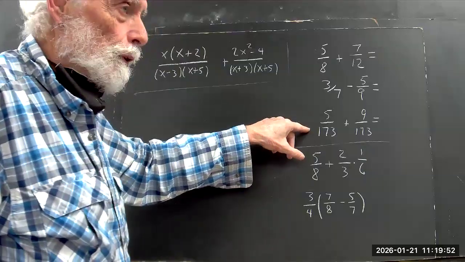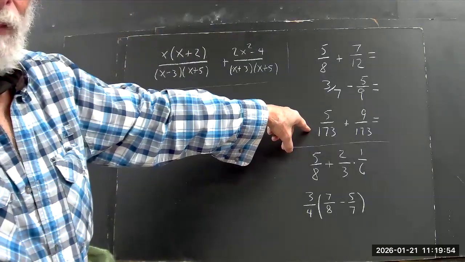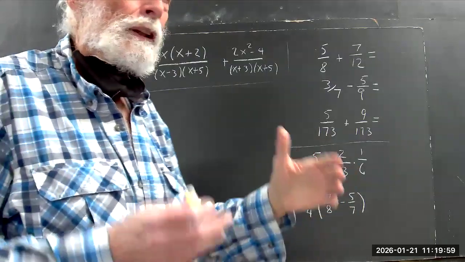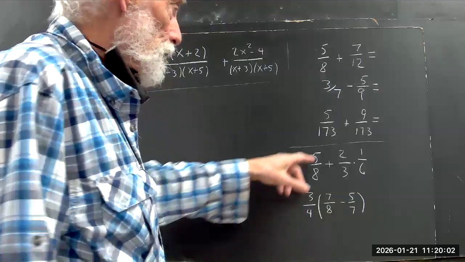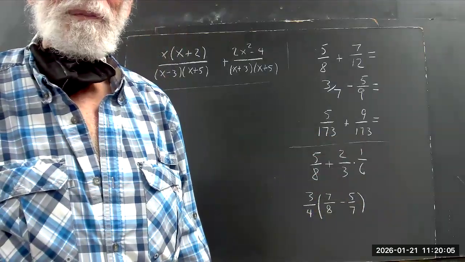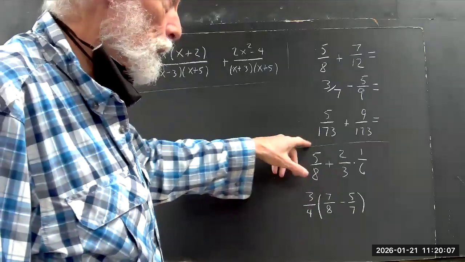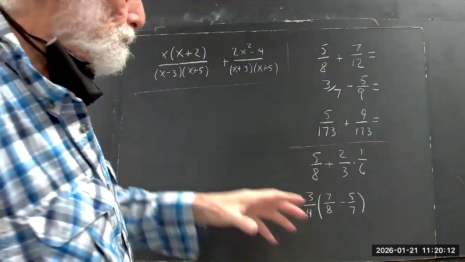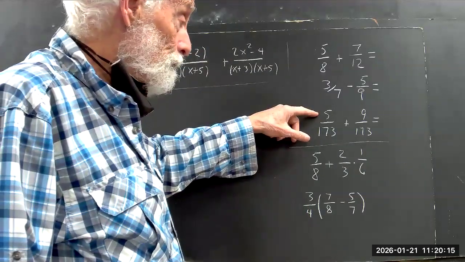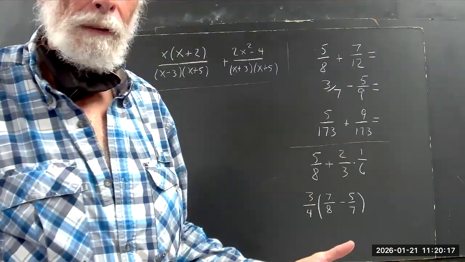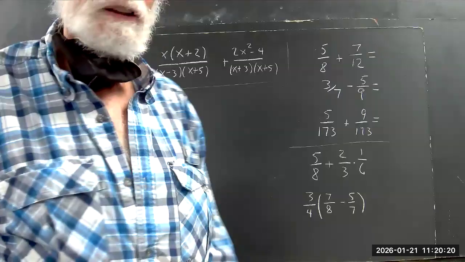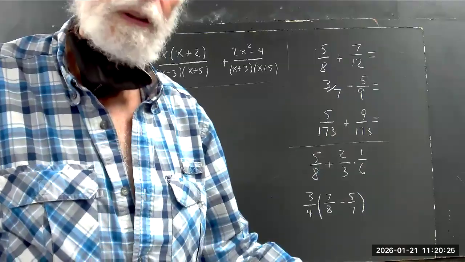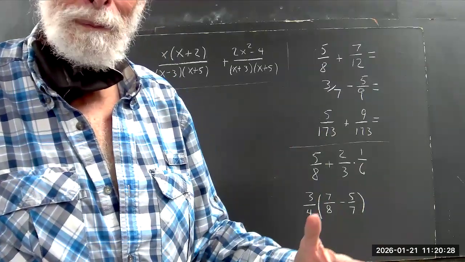Now, let's skip to the third problem, the one with the biggest numbers in it. That one you can do. You can take an object, whatever it is, and cut it up into 173 equal pieces. I don't want to try to cut something into 173 equal pieces, but you can imagine that. Then you take 5 of them, and then you take 9 of them, and what do you have? You have 14 of them, right? And each of those pieces is a 173rd of the whole.